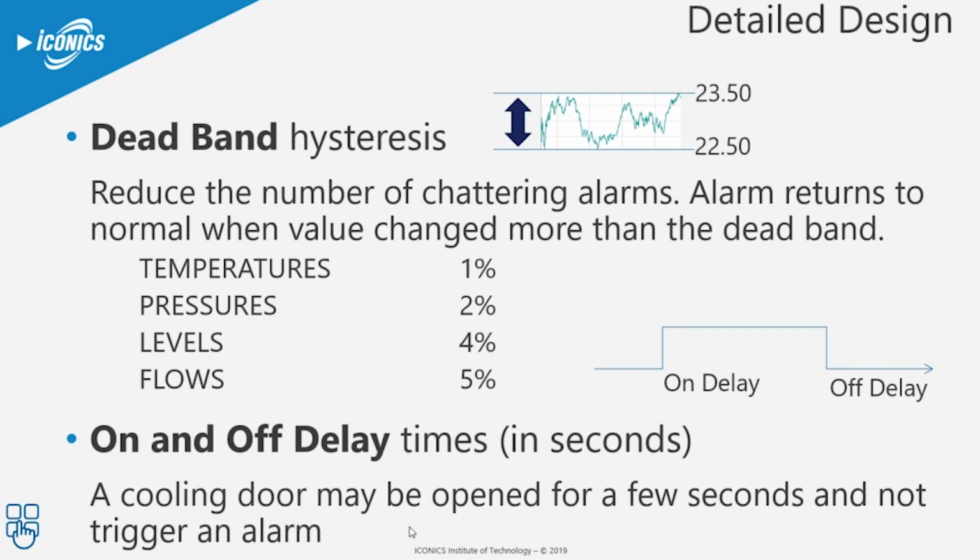To reduce the number of chattering alarms, you specify the deadband. The on-off delay determines if the alarm should be fired even when the condition is only valid for a short time. A cooling door may, for instance, be opened for a few seconds, but staying open longer may have an effect on the temperature and impacts the quality or health of the asset.